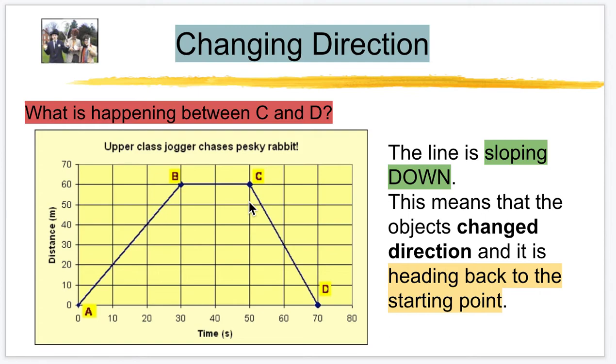So from C to D, look, our distance is going down. We were at 60 meters. We're going down. We're at 30. We're at 0. That means they're going back to the starting point. We started at 0. We went 60 meters. We're going back. We were 60 meters away, then 50, 40, 30, on and on until we got back to 0. And we can see that they were not moving as fast on the way back. It's not as steep as the line was here.